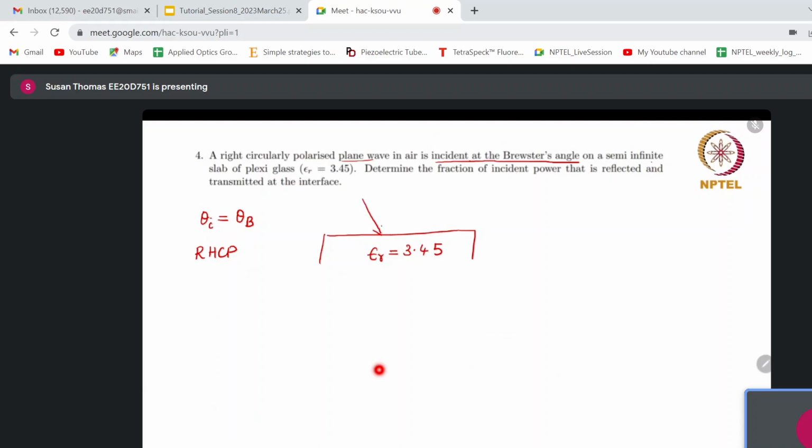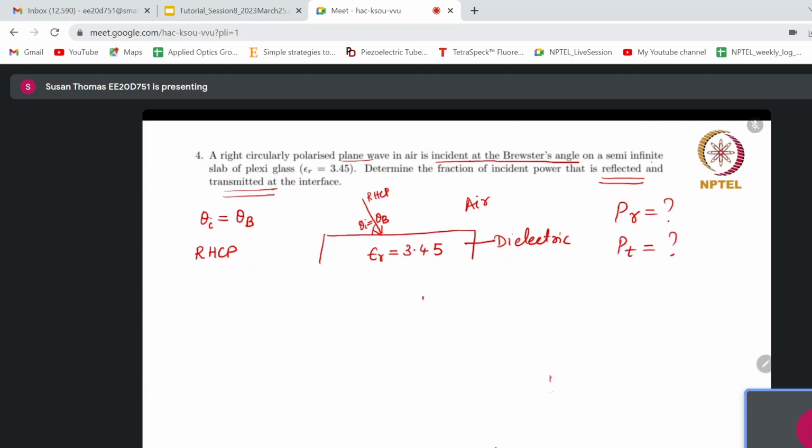So the RHCP plane wave is incident at theta I is equal to theta b. Determine the fraction of incident power that is reflected and transmitted at the interface. So we have an interface here. What is our interface here? Air, and this is dielectric. So we have an air dielectric interface. The question is on how much power is reflected and how much power is transmitted at the interface.